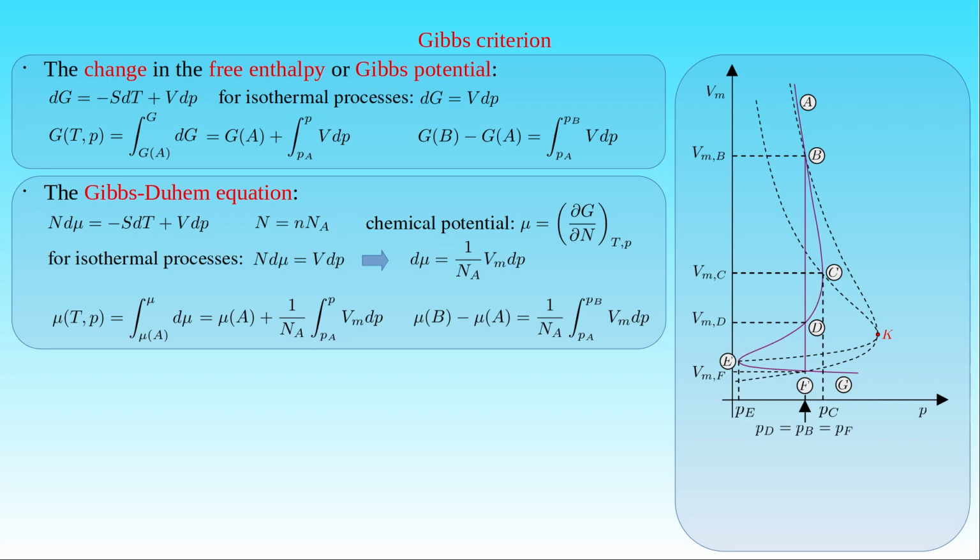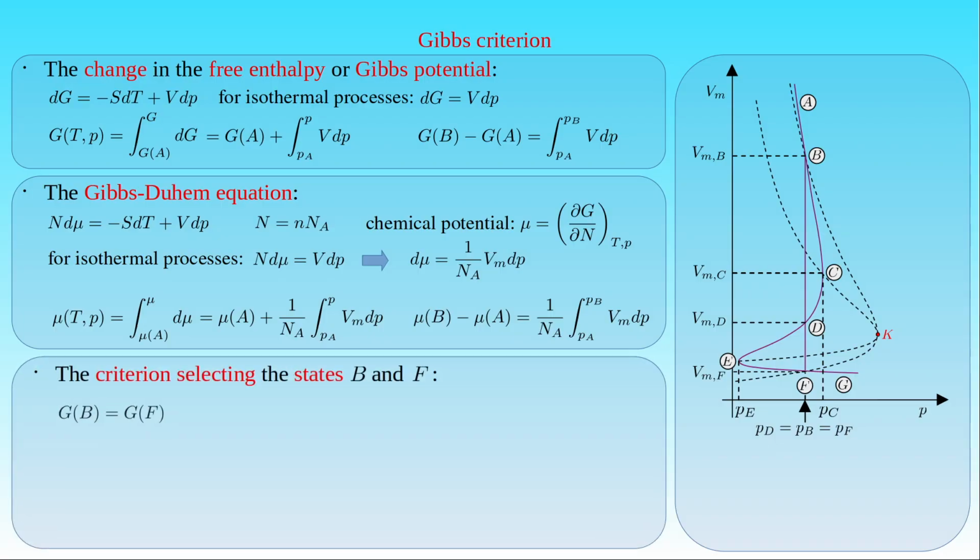Now we use the equations describing the change in the free enthalpy or the chemical potential of a medium to introduce the Gibbs condition, selecting the boundary states B and F corresponding to the saturated phases of the medium. This condition states that the Gibbs potential G of any substance must be the same in the boundary states B and F of its phase transition.